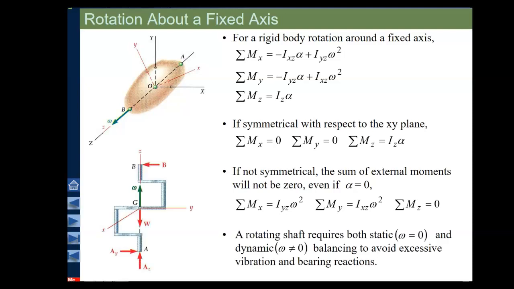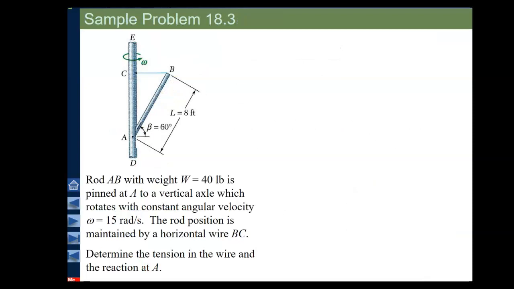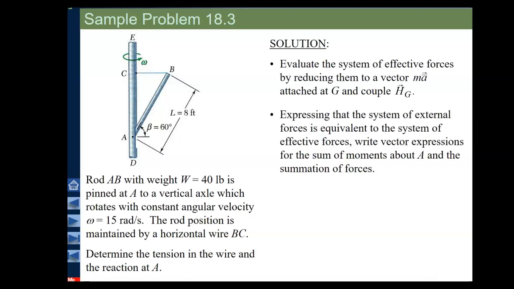All right, so if you have a rotating shaft, which is just an example of this, where omega is equal to 0, meaning it's static or sitting still, and dynamic, where it's not equal to 0, it requires balancing both to avoid excessive vibration and bearing reaction. So that's like an application for this. And then sample problem 18 just gives you a shot at looking at how this works. You'll be able to look at something very similar to this in the last homework problem, which I believe is 18.56. But it will talk about this and you'll be able to work through the math.